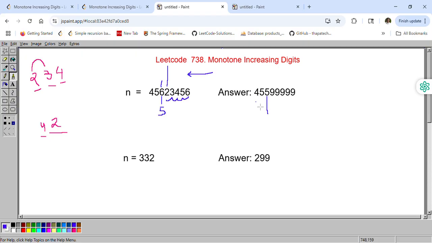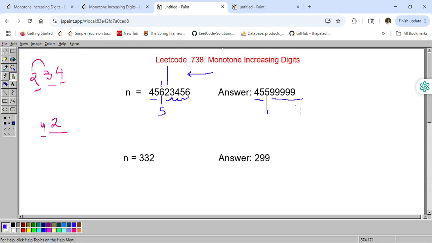Here the other things, 4 5, are the same as what we have, right? So what we did here, after that we put all nines here, right? Why all nines? Because I want the largest number there which is smaller than the current number, but it should be the largest. Okay, smaller than current but largest. So if I put all nines, then it will make it largest, basically monotone increasing.